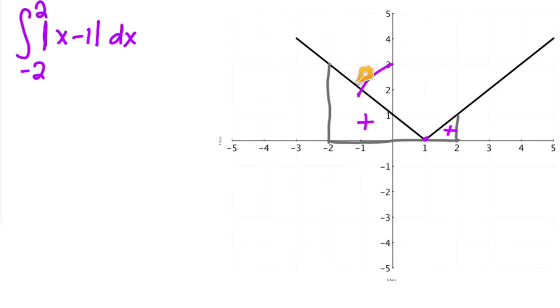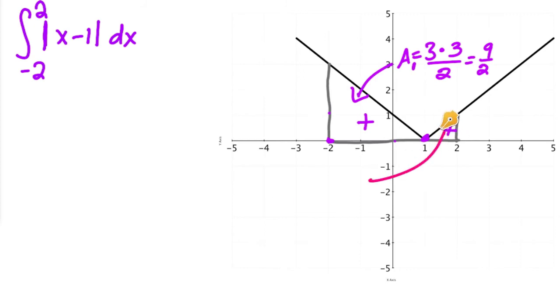And this one is kind of easier to find because the base is a whole number. So the base of this big triangle is 1, 2, 3. So the area is equal to 3 times the height, which is 1, 2, 3, over 2. So this is 9 halves. We'll call this one area 1.